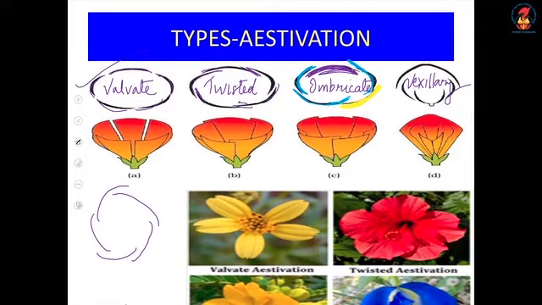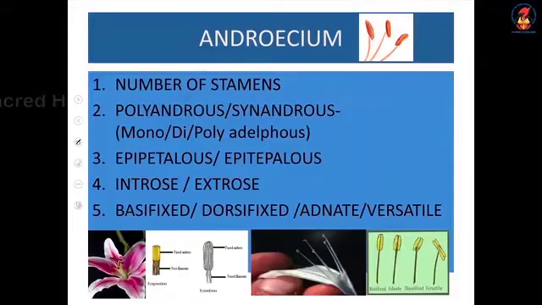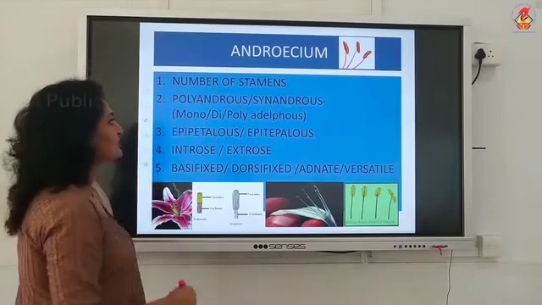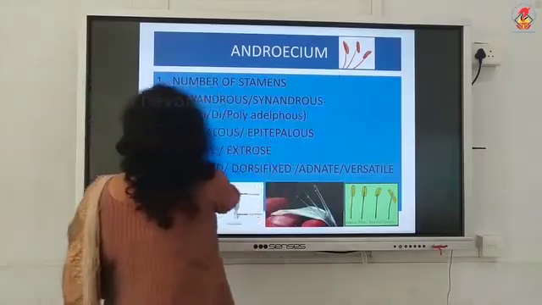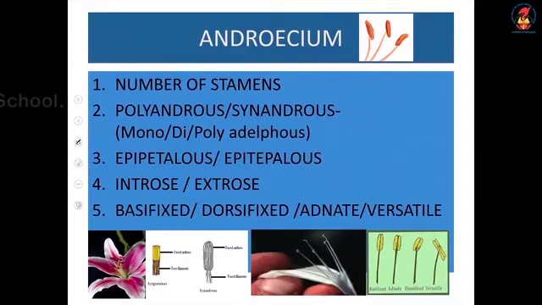So the symbolic representation is mandatory, that you study the symbolic representation of the 4 types of aestivation. Next we are moving to the androecium, the whorl of the male reproductive organ, the stamen. See, I have given the stamens. See, these are the stamens. Okay, the male reproductive organ.